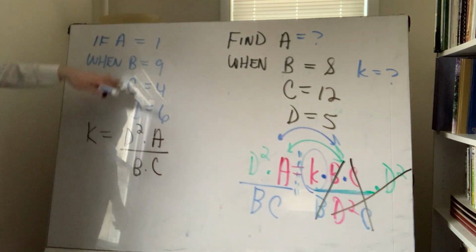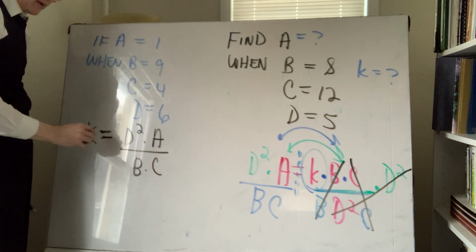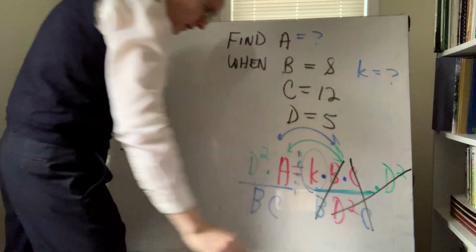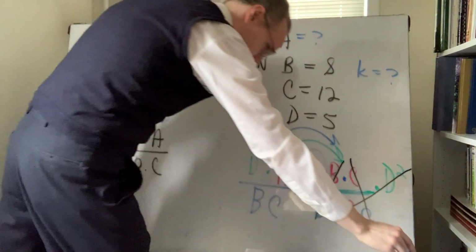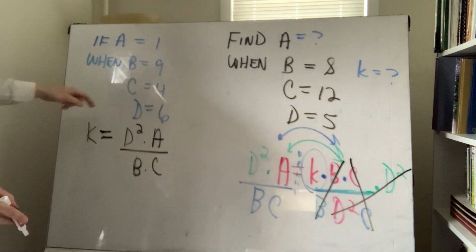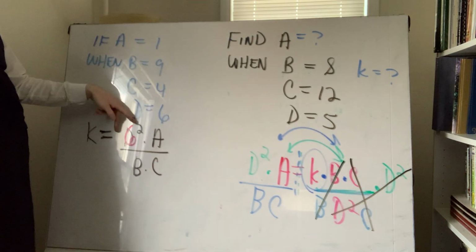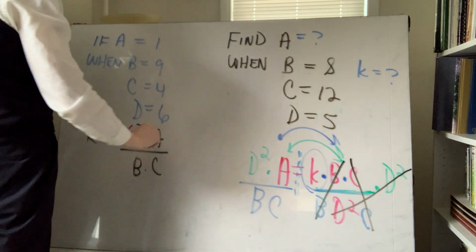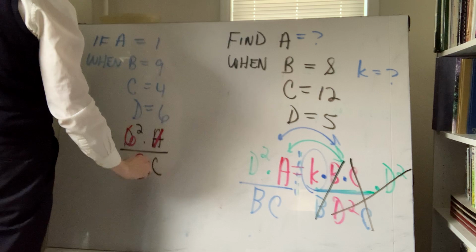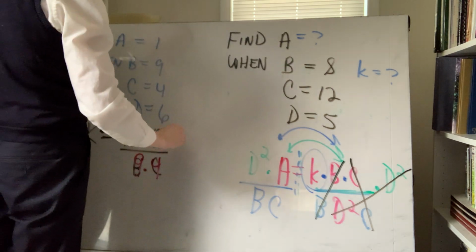We can now insert the blue figures in here, and it's already set equal to K, so we don't have to divide anything after the fact. Pardon me, we don't have to perform algebra, it's just arithmetic. Okay, so in place of D, I'm going to put 6. It will be 6 squared. In place of A, I'm going to stick 1. In place of B, I'm going to put 9. And in place of C, I'm going to put 4.